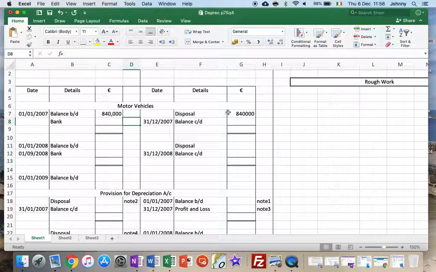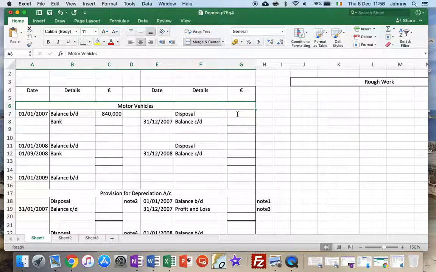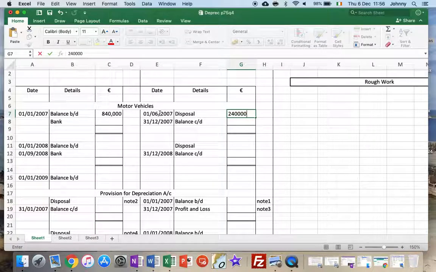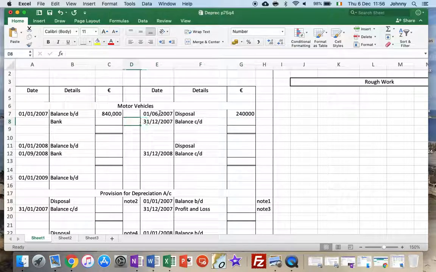Okay, so then a disposal happened during the first year. I'll put the date in: 1st of the 6th, 07, a disposal. Vehicle 2 is involved in a crash, trading in a new vehicle, and the vehicle had a refrigeration unit. So vehicle 2 was worth 200,000 plus the refrigeration unit, so 240,000. That will be taken out and replaced by a new vehicle.